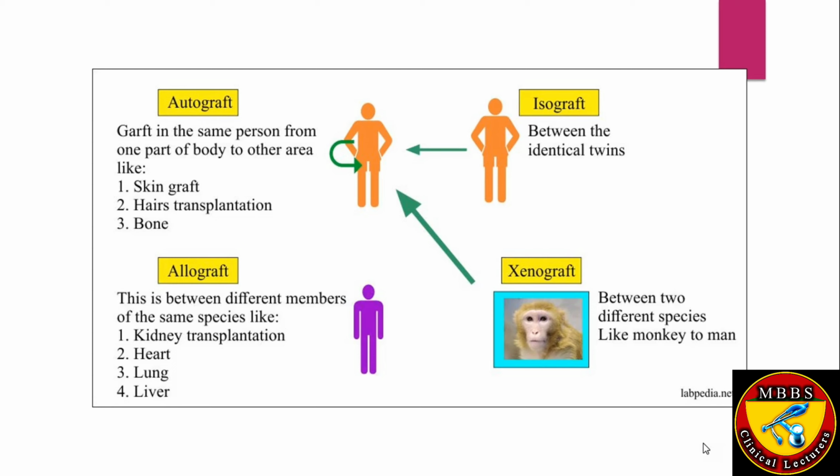Then finally we have a xenograft. The xenograft is between two different species, for example from an animal to a human, or between two different animals, like from a rabbit to a guinea pig, or guinea pig to a rabbit. So xenografts are almost always rejected unless immunosuppression is given.